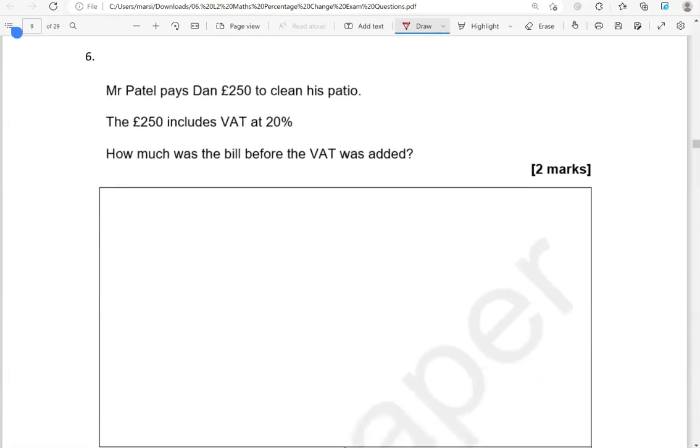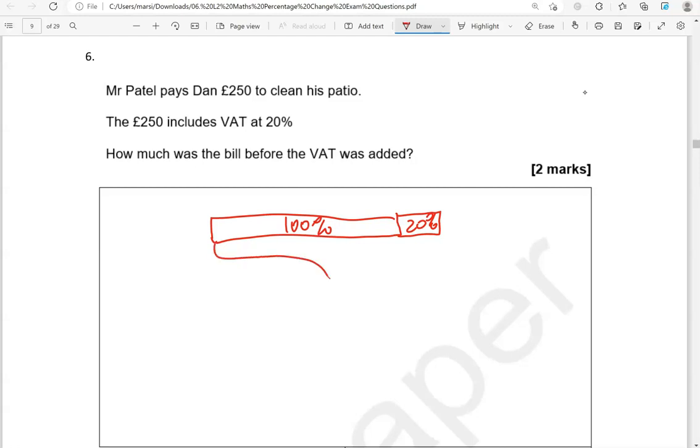Mr. Patel pays Dan £250 to clean his patio. The £250 includes VAT at 20%. How much was the bill before the VAT was added? So, the bill, 100%, before VAT was added at 20%. We don't know what it was, but we know that the whole thing, including VAT, is £250. So £250, that is 120%.